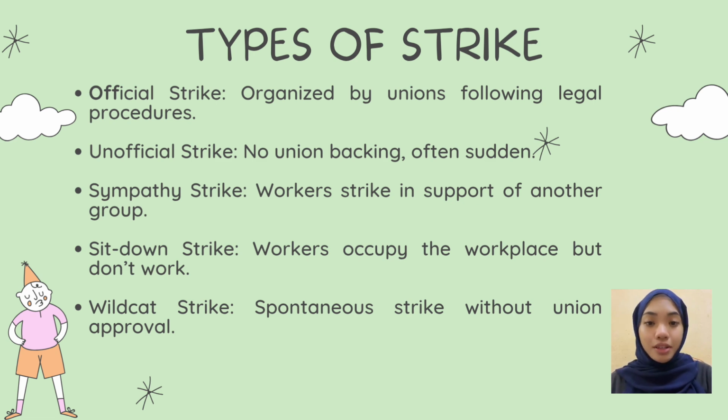Second one is unofficial strike. This happens without union support, often suddenly and without warning. It's like when workers decide to stop work on their own. So the third one is sympathy strike. Here workers strike in support of another group of workers, even if they are not directly affected. Sit-down strike. In this type of strike, workers stay in the workplace but refuse to do any work. It's about showing the employer they are not leaving until their demands are heard.